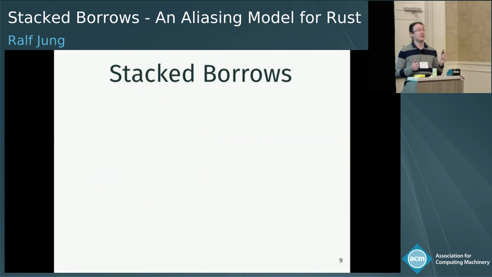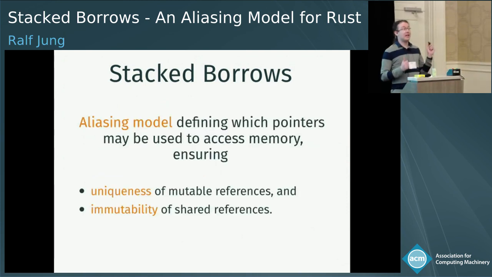And that is exactly what Stacked Borrows is. It's an aliasing model that defines which pointer aliases you are allowed to use when to access memory, and the goal is to make sure that mutable references are unique and that shared references are immutable. I'm calling this an aliasing model because this is pretty orthogonal to a memory model, whose job it is to tell you, when you're reading from memory, what is the value that you are getting. Stacked Borrows doesn't care much about values. All it cares about is when you have many aliases, which of those are you allowed to use and in which order.